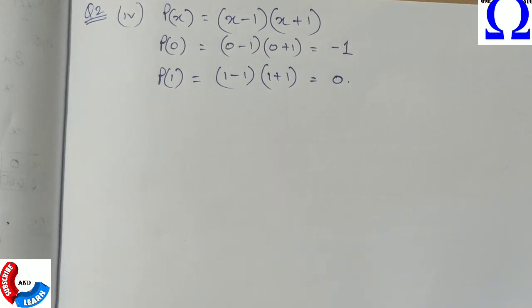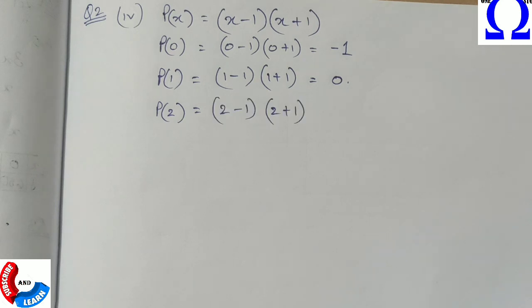And the next part is p of 2, in which x will be taken as 2, and what we find here is the final answer. So this is how we do our question number 2.